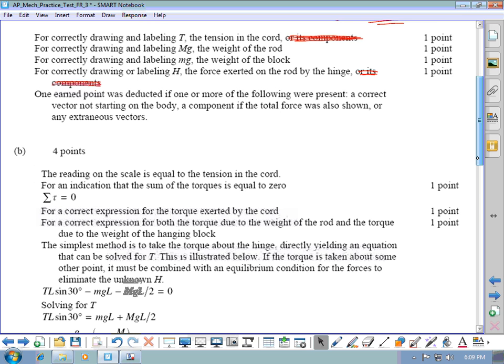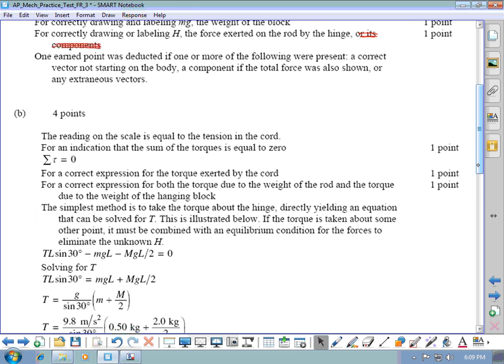Part B, the tension in the cord. So again, the reading on the spring scale is the tension in the cord. So it was 1 point for recognizing and either saying that the net torque is 0 or somehow showing that in an equation. Somehow your equation should be clear that you realize that you're saying that the net torque is 0 or the clockwise torque equals the counterclockwise torque. Those would both be ways of saying that same thing.